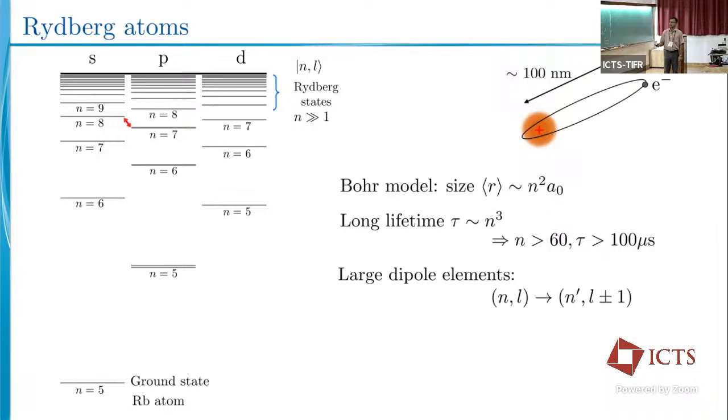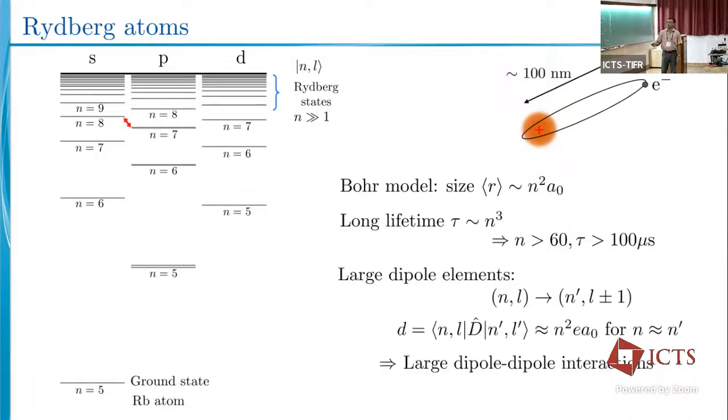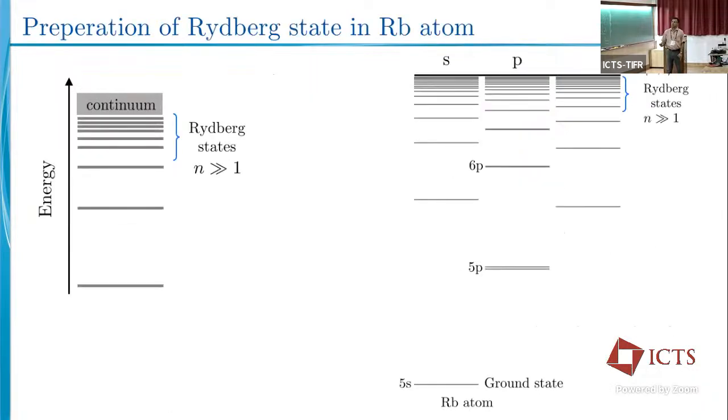So I'm taking, for example, these states, you can take any one. So n, l, where l is changing by plus or minus 1 because it is an electric dipole allowed transition. In that case, that is also n squared e naught. So it's a large dipole interaction. So generally, as I said, this is a Rydberg state.